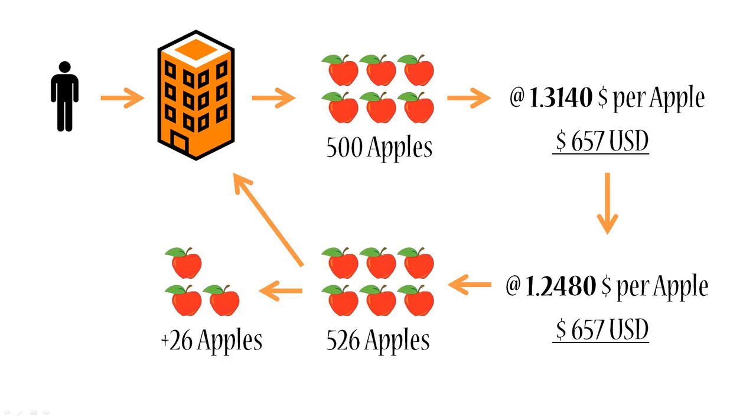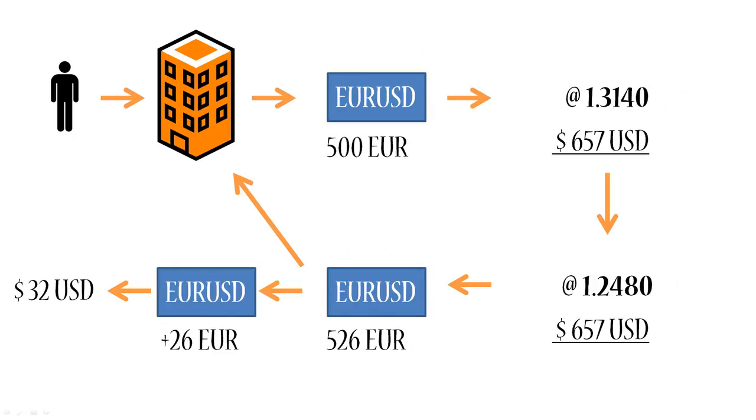And now what you do with these 26 apples is you convert them back into US dollars at the exchange rate at the time. And that basically means that now you have a profit of 32 US dollars. Now, if we replace apples with euros as we did previously, you will see that nothing changes. That this whole scheme works also for euros just as it did for apples. You go to your broker, you borrow 500 euros, you sell them at 1.3140 for 657 US dollars. You hold on to your 657 US dollars until the price for euros drops.